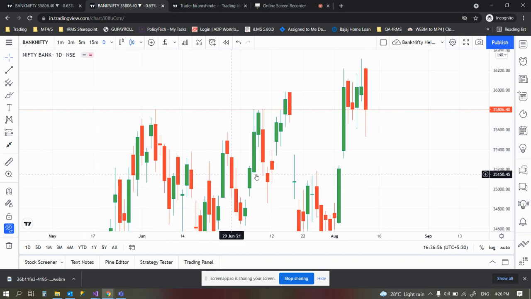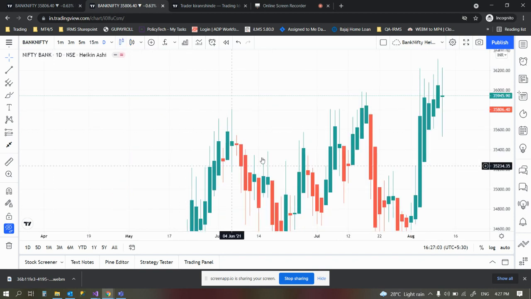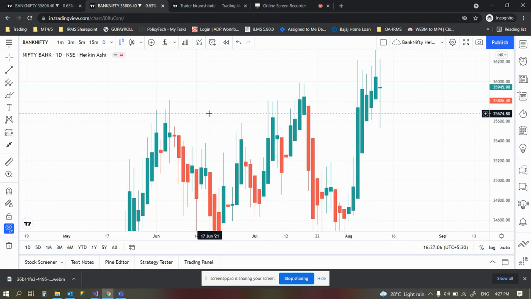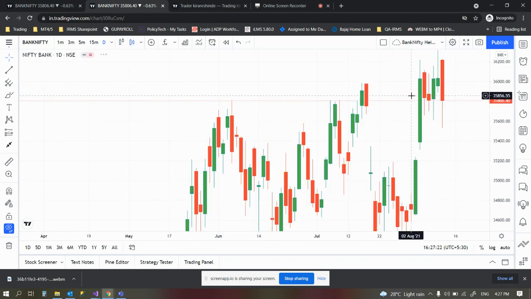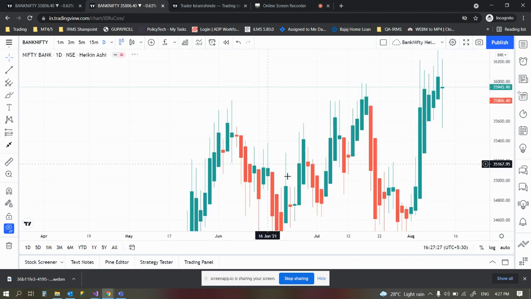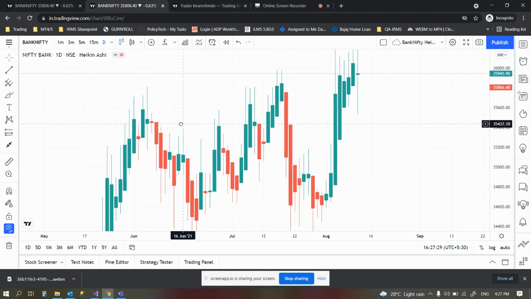Now this is the usual candlestick pattern. I am turning this chart into Heiken-Ashi. Basically, Heiken-Ashi candlestick patterns are used to avoid the noise within a particular trend. When I turn this into Heiken-Ashi, look at these green candles. You don't see any red candle in between, but if I turn back to candlestick, you can see one, two, and three red candles. So Heiken-Ashi candles can be used to identify the trend.